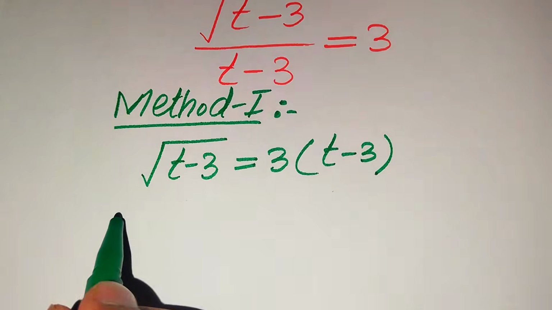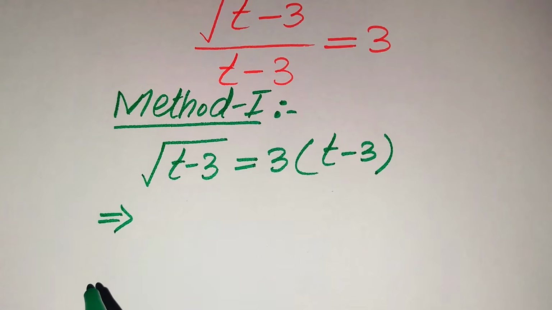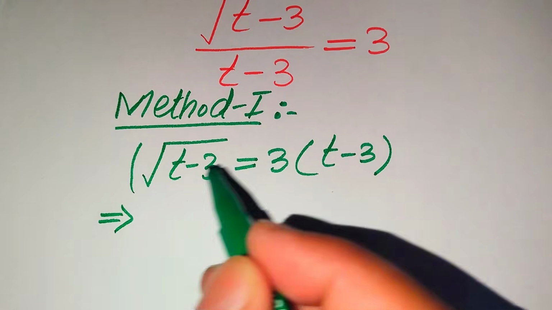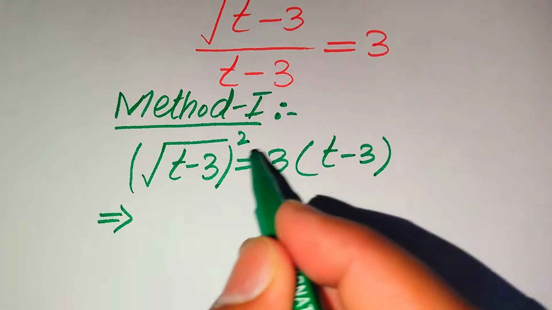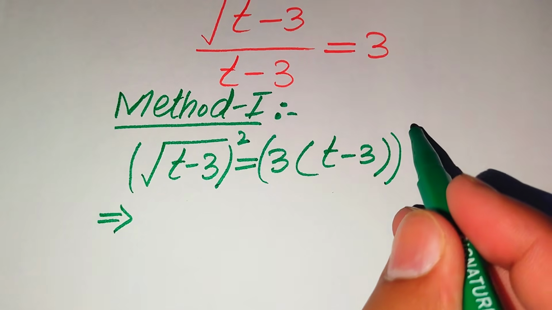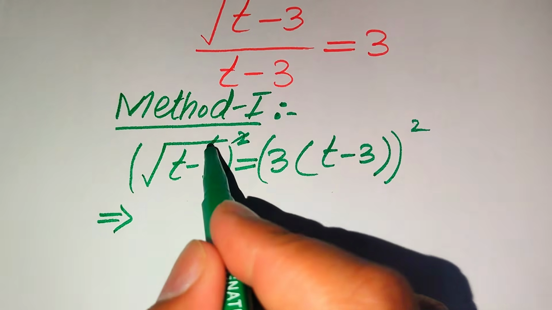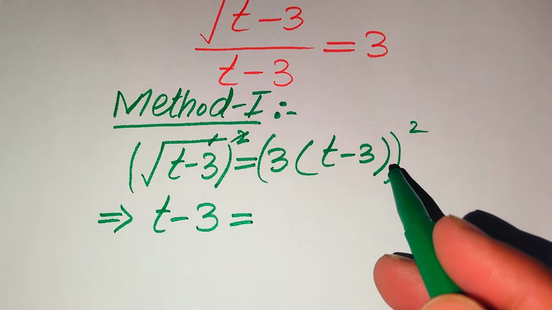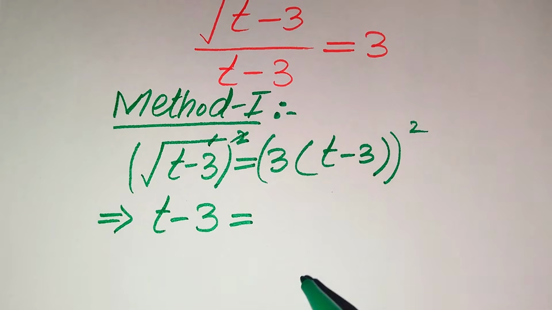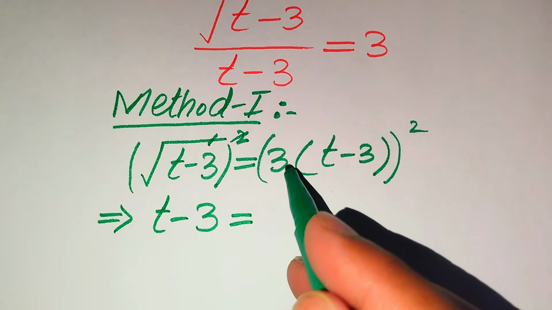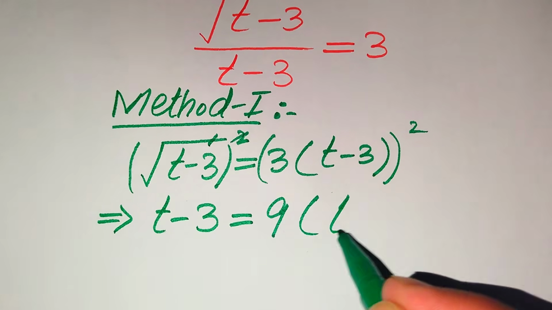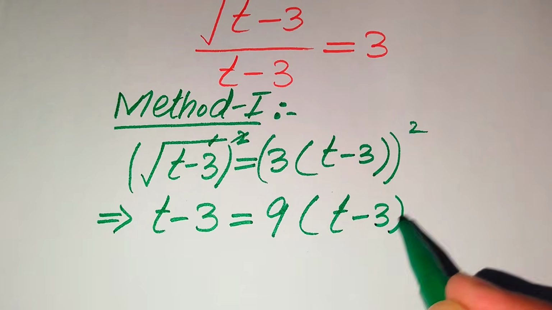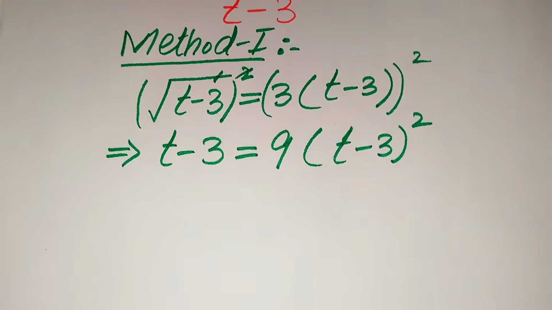Now in the next step, we need to remove the square root sign. For this we will apply squaring on both sides. When we apply squaring, the square of this term and the square of this term, the square root is gone, and we get t minus 3 is equal to, applying the square separately on both values, the square of 3 becomes 9 times (t minus 3) whole squared.